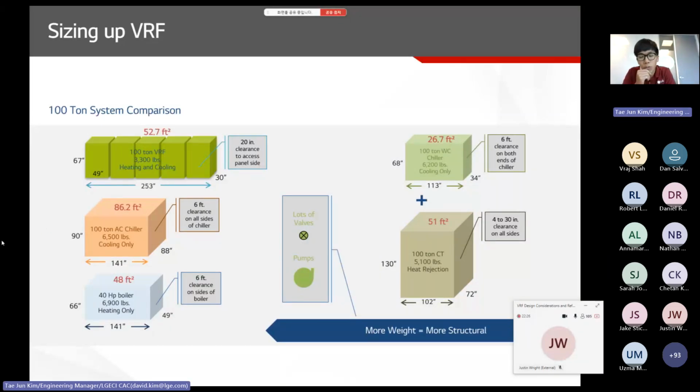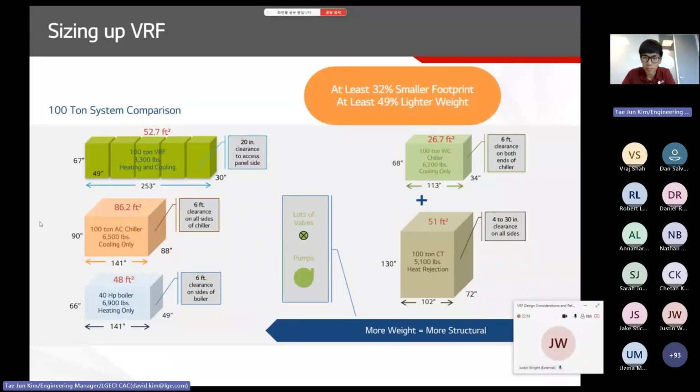Not only that, with the water-cooled system, you're going to need a lot of valves and a lot of pumps to flow the water across the building. So there's going to be a lot of equipment and accessories built into the building in comparison to the VRF system. Having more equipment in the building means a lot more structure is going to be required because of the weight of the equipment being installed in the building as well.